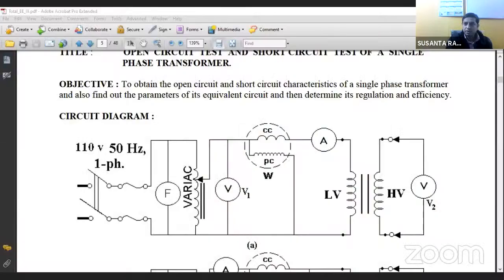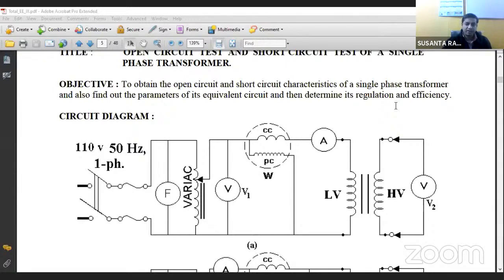Actually, I was discussing why we should go for these two tests. What is the objective of the open circuit and short circuit test? As you have already mentioned, the objective of the open circuit test is to measure the core loss. That is another objective, but the main objective of doing this open circuit test is to measure the parameters of the equivalent circuit of the transformer.